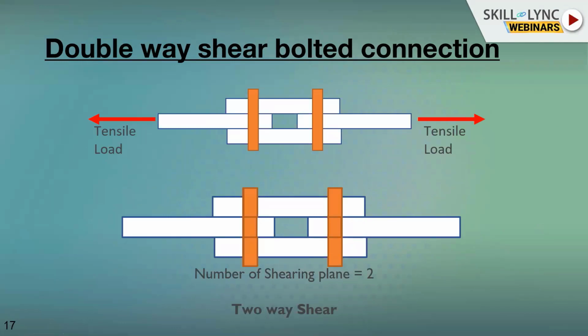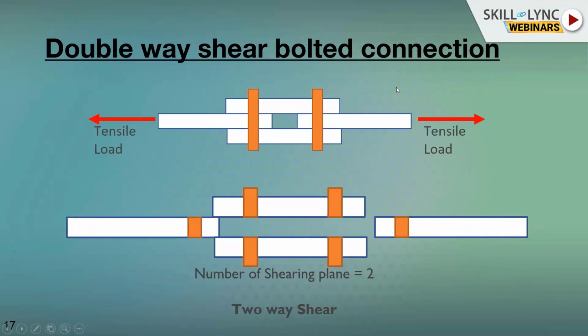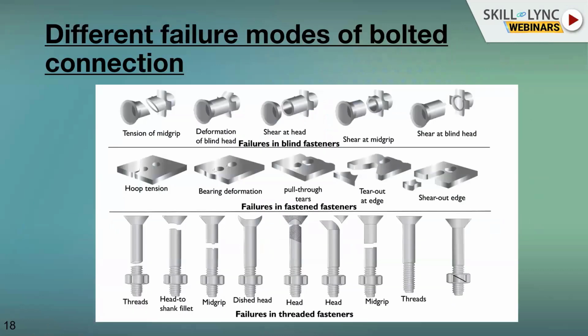please click somewhere, the animation will get active. Here, this is how the two-way shear acts. The number of shear planes is 2, one above the bottom cover plate and one below the top cover plate. Right, please continue. Go to next slide, please.